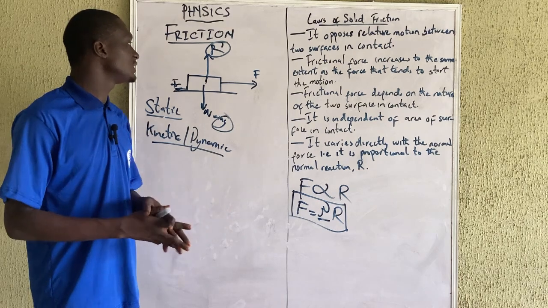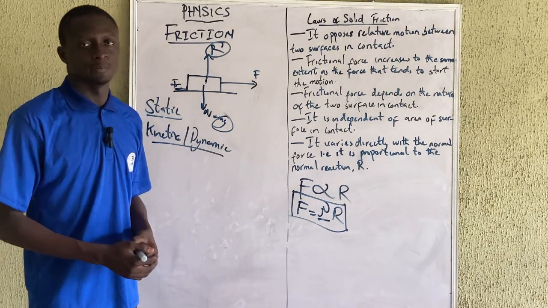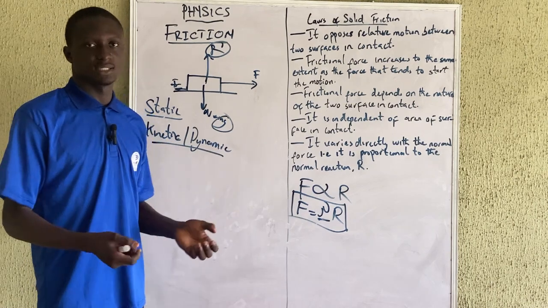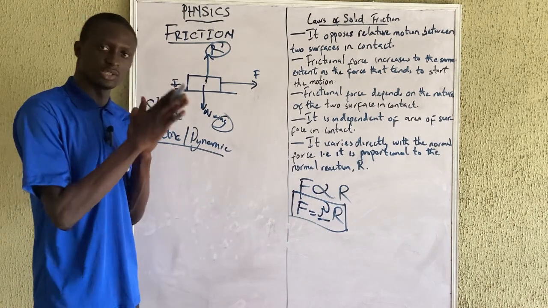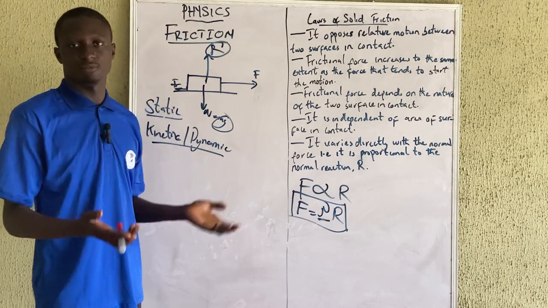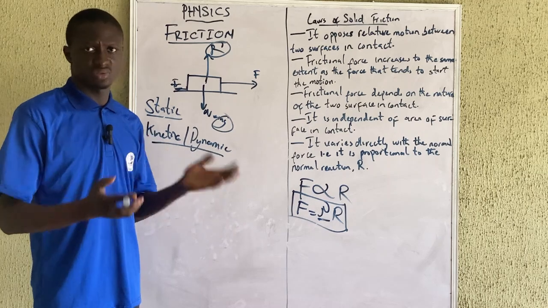So these are the advantages of friction. So let's talk about the disadvantages of friction. The disadvantage of friction is that friction causes wear and tear. Do you know that when you have two bodies rubbing together, it will cause wear and tear, and it will reduce the efficiency of, let's say, a machine or anything in contact? So it will reduce the efficiency.